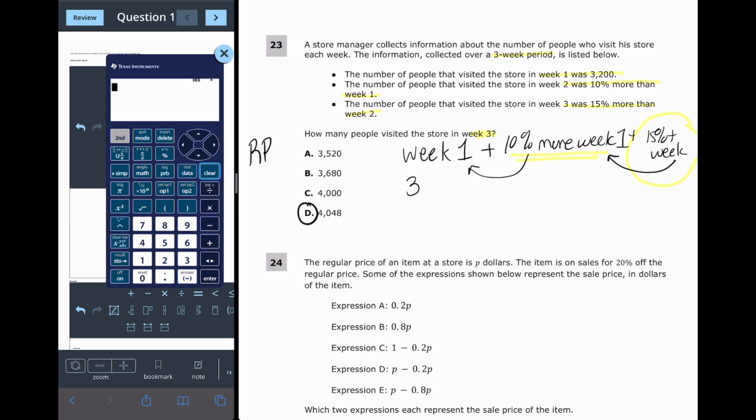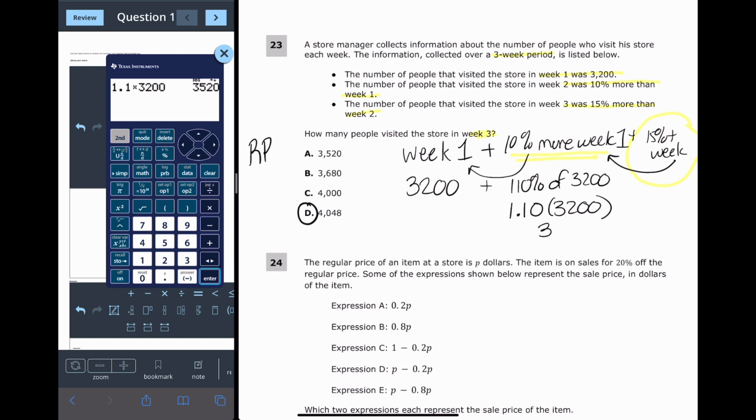In week 1, we had 3,200. We want 10% more, which would be 110% of 3,200. I'm going to express that by turning 110% into a decimal and just multiplying it by 3,200. So 1.1 times 3,200 is equal to 3,520. So now we know week 2.